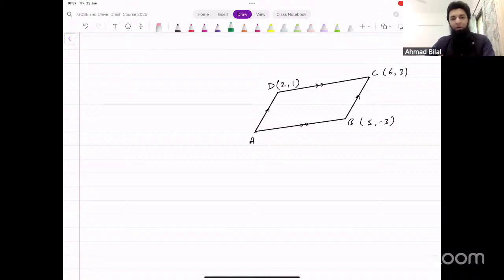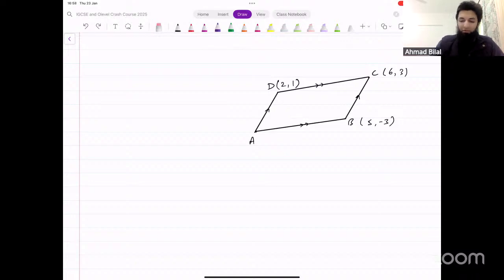Remember, the opposite sides are equal and parallel. What that means is, whatever is the number of units that I have to go horizontally and vertically in order to go from C to D, it should be the same units that I have to go horizontally and vertically in order to reach the point A from B. Okay. In order to go from C to D, it should be the same units horizontally and vertically that I have to use in order to go from B to A.